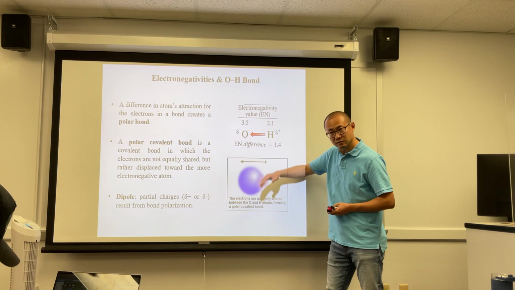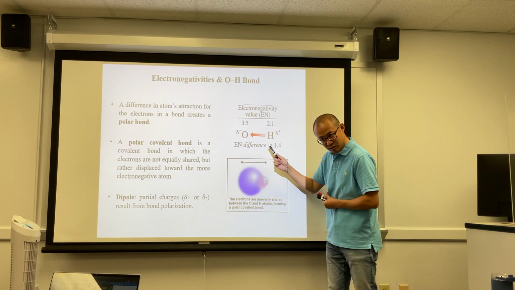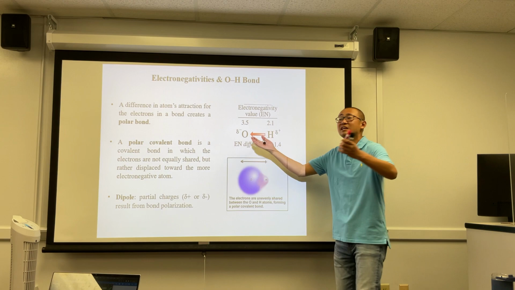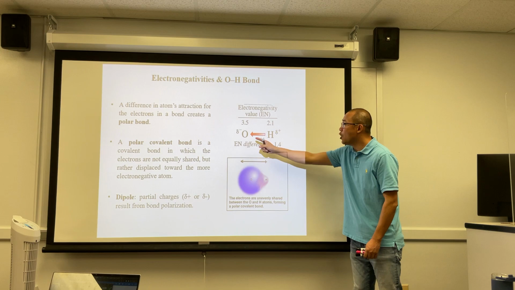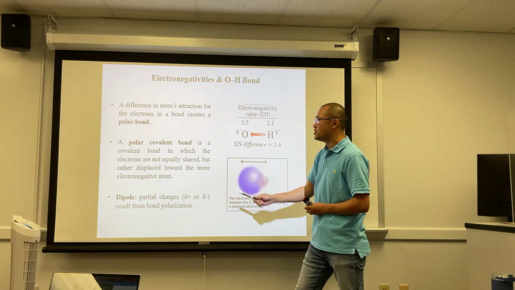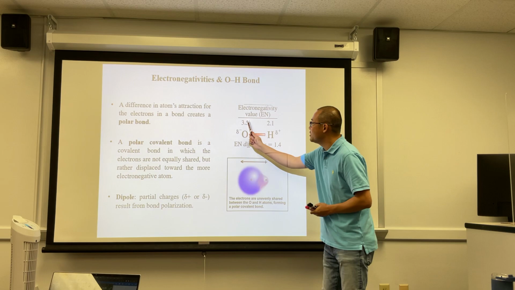Because these two have differing electronegativity, and oxygen shares a little more of the electrons, we call this bond a polar covalent bond. This word polar means what? They're not sharing electrons equally. Somebody shares more than the other. So the OH bond is a polar covalent bond. In this polar bond, the electrons are not equally shared, but attracted more towards oxygen. Oxygen is the element with greater electronegativity.